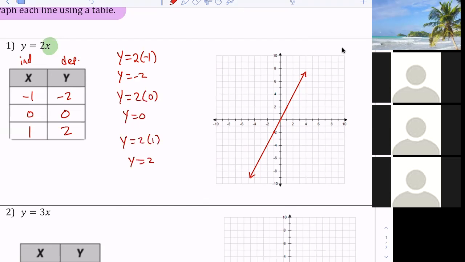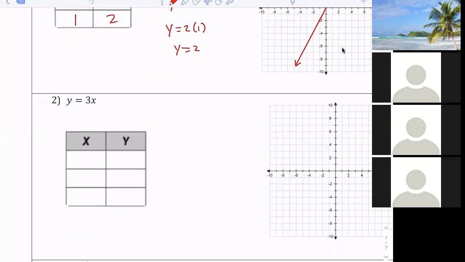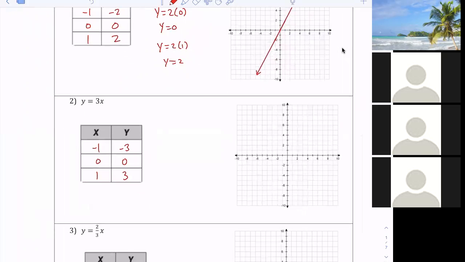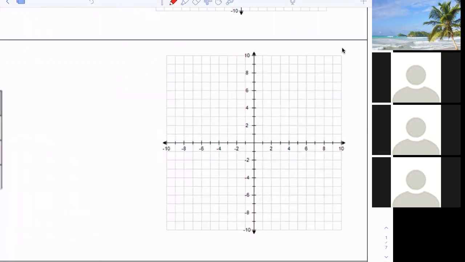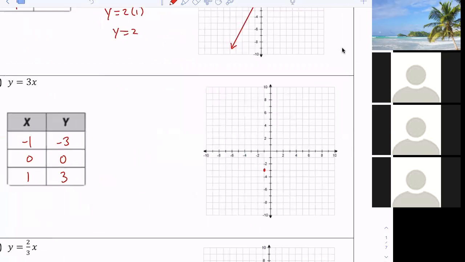Okay. Now, we're going to just try number 2. I'm going to get your calculator in a second. What numbers am I going to plug in? -1, 0, 1. So when I plug in -1, I get what? -3. When I plug in 0, and when I plug in 1, now do you understand that, William? All right, here we go. Now plot those points, everybody. -1, -3, 0, 0, and 1, 3.